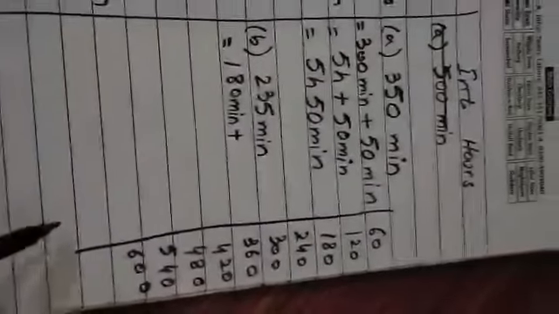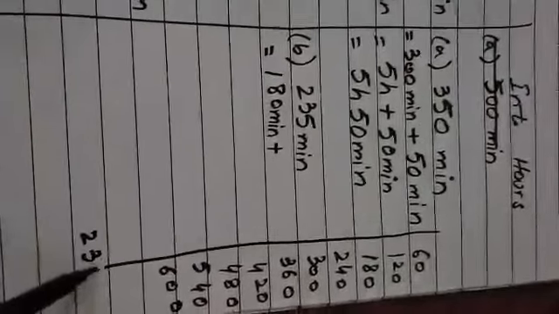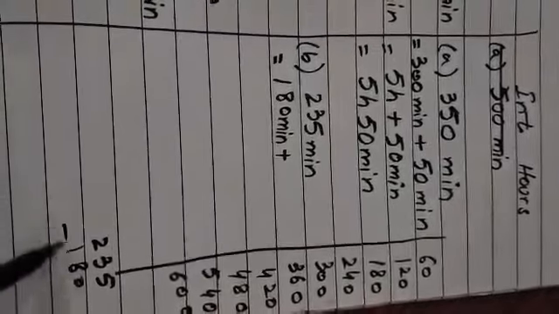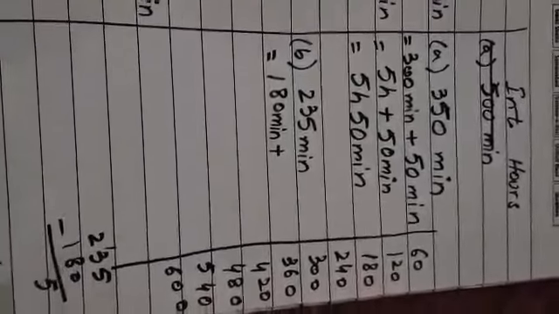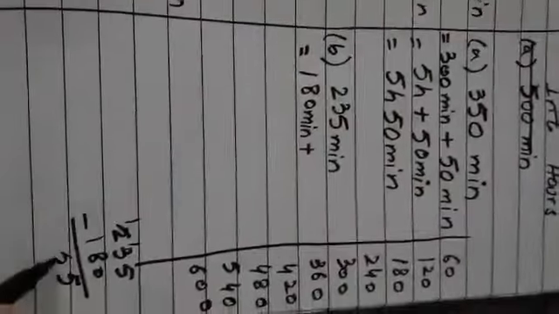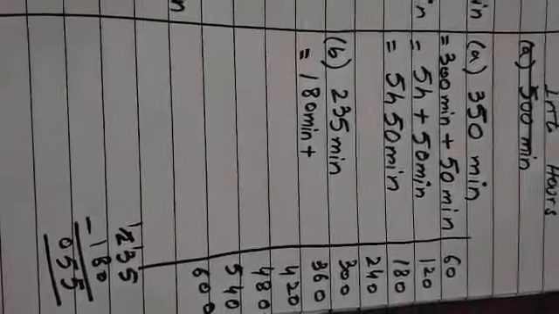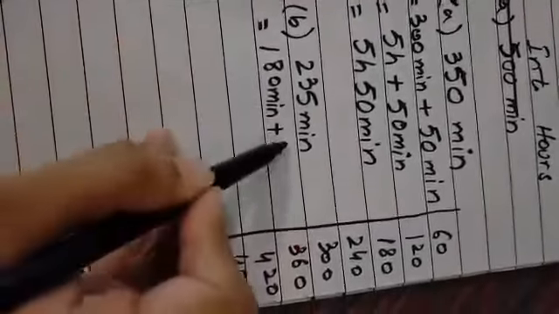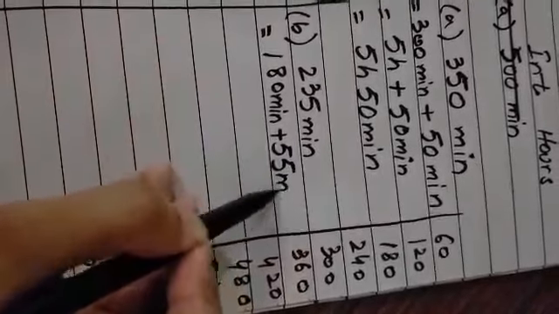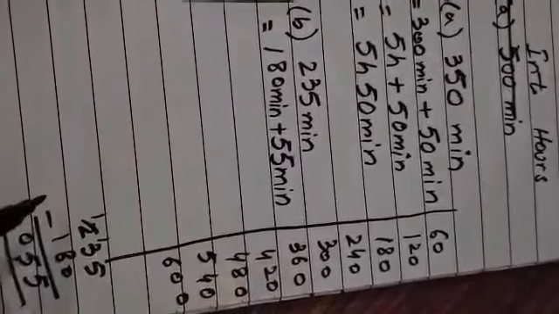Okay, to find out the left amount, we will subtract 180 from 235. 5 minus 0 is 5. 3 minus 8 cannot be subtracted, so you have to take a carry. 13 minus 8 is 5. And 1 minus 1 is 0. It will become 55. Okay, 235 equals 180 minutes and 55 minutes.